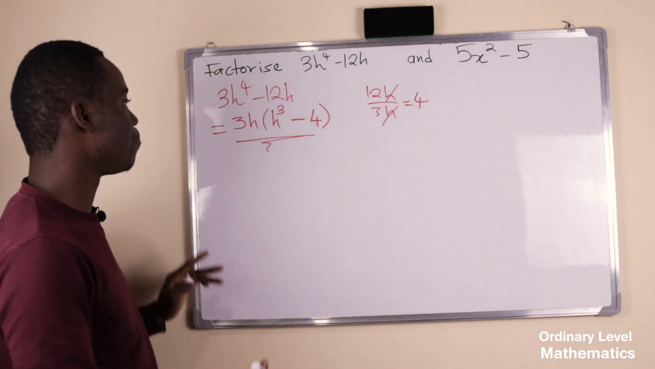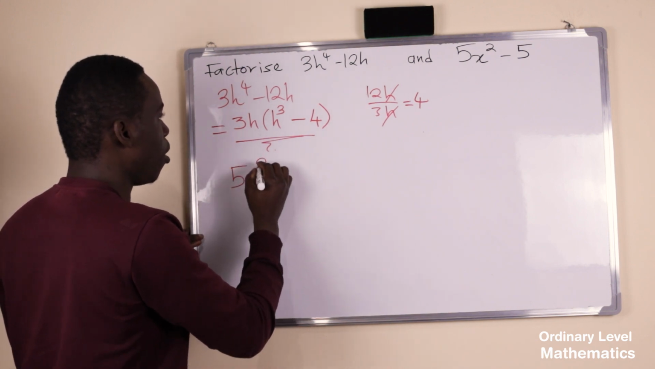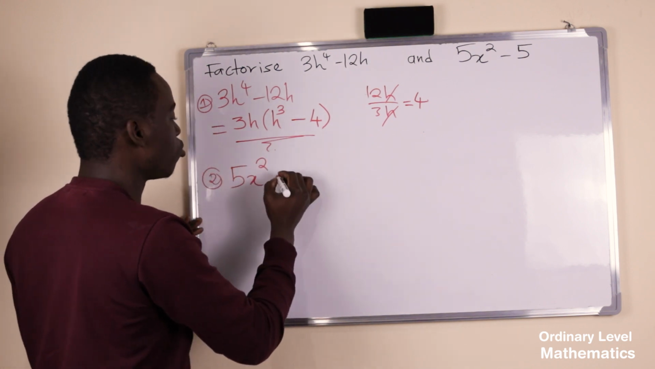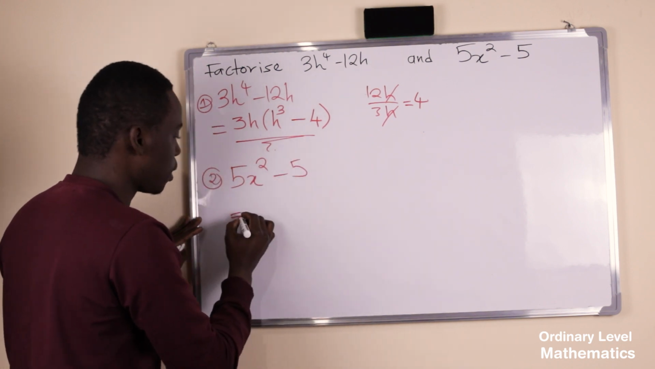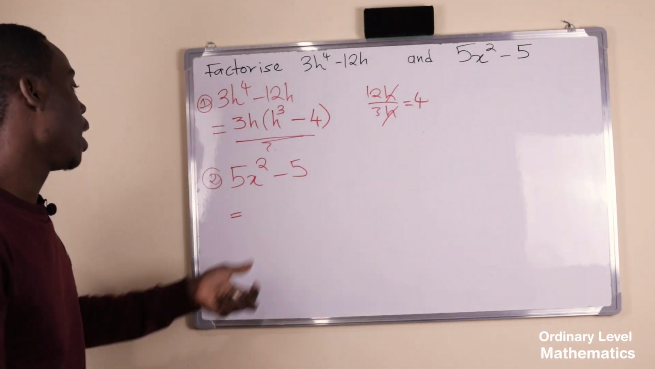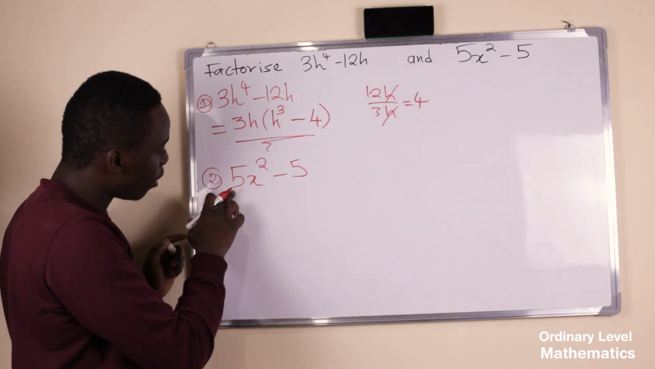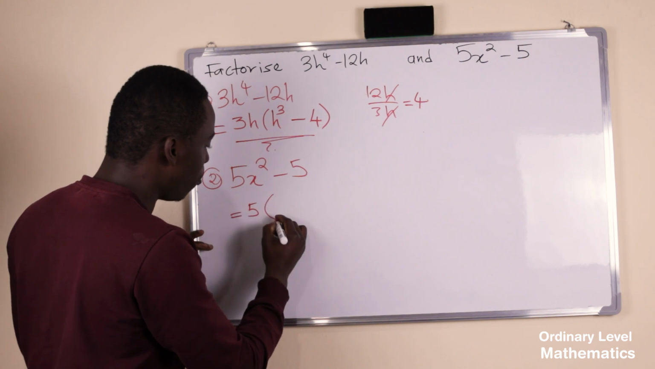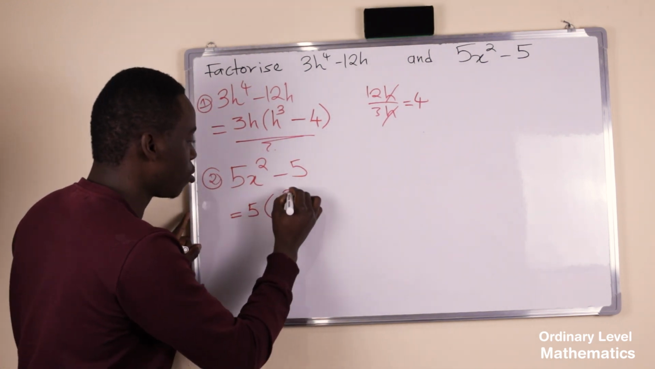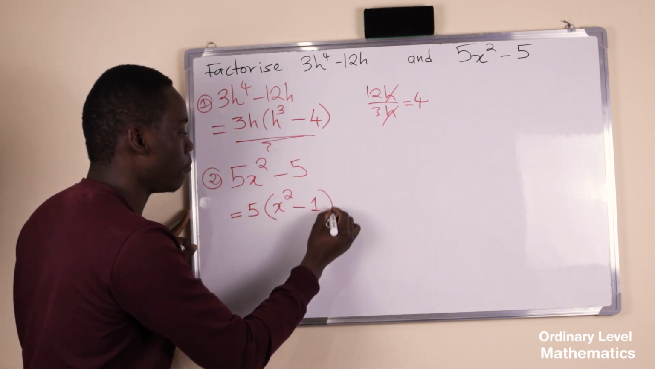Now the second one says 5x to the power 2. So this is our first one, this is our second one. 5x to the power 2 minus 5. Now in our case here, we have 5 and 5 that can go into each other, and we don't have x on the other side, hence we cannot factor out x. Hence we factor out 5, you open your bracket. What we're going to remain here with is x to the power 2 minus, when we factor out 5 here, we're going to remain with 1.